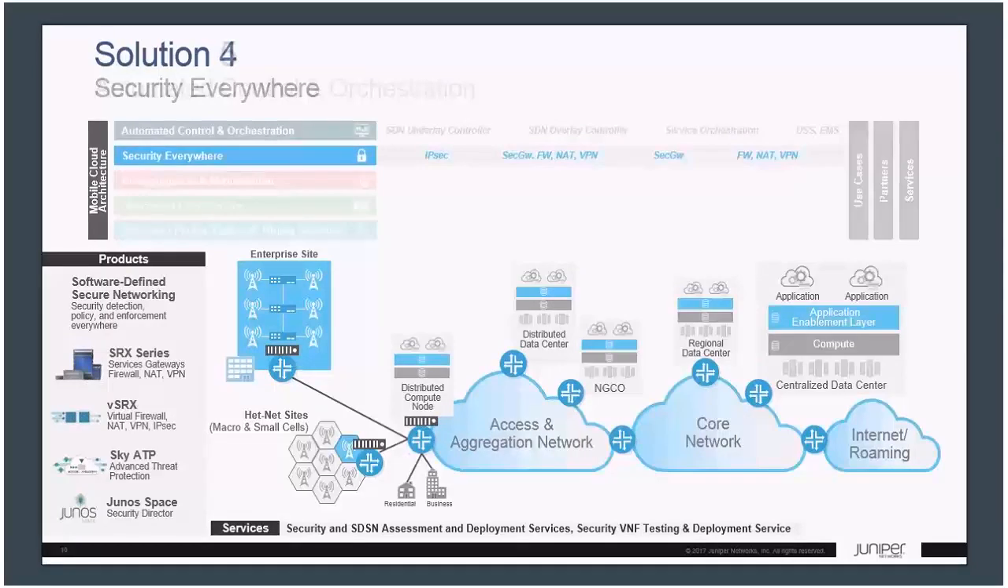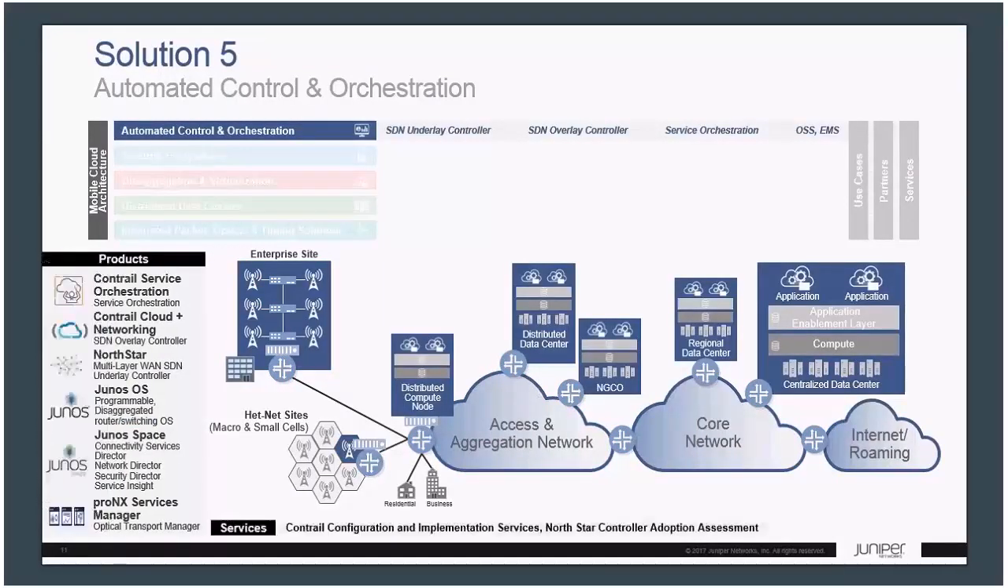Last but not least, this is solution 5 of the mobile cloud architecture story or framework, called automated control and orchestration. Pretty much this solution area touches all parts of the network, as you can see with the diagram colored mostly in dark blue. Some of the functions that are supported by our automated control and orchestration solutions include SDN underlay controller, SDN overlay controller, service orchestration, as well as OSS and EMS.